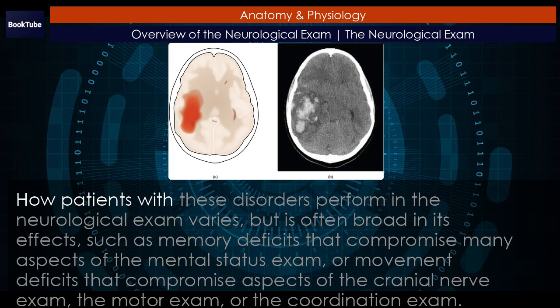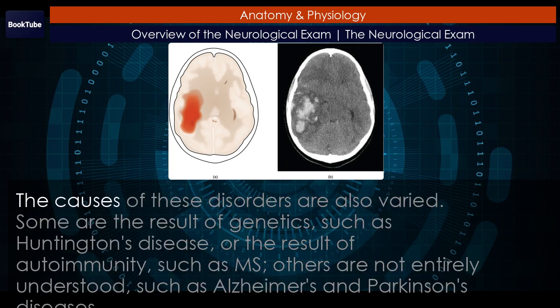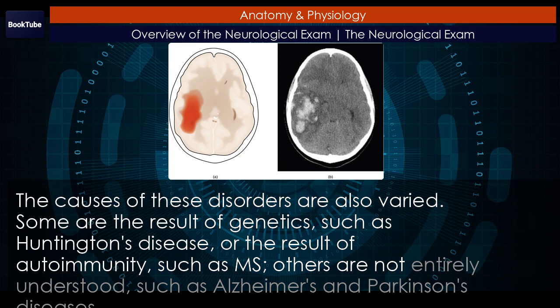How patients with these disorders perform in the neurological exam varies, but is often broad in its effects, such as memory deficits that compromise many aspects of the mental status exam, or movement deficits that compromise aspects of the cranial nerve exam, the motor exam, or the coordination exam. The causes of these disorders are also varied. Some are the result of genetics, such as Huntington's disease, or the result of autoimmunity, such as MS. Others are not entirely understood, such as Alzheimer's and Parkinson's diseases.